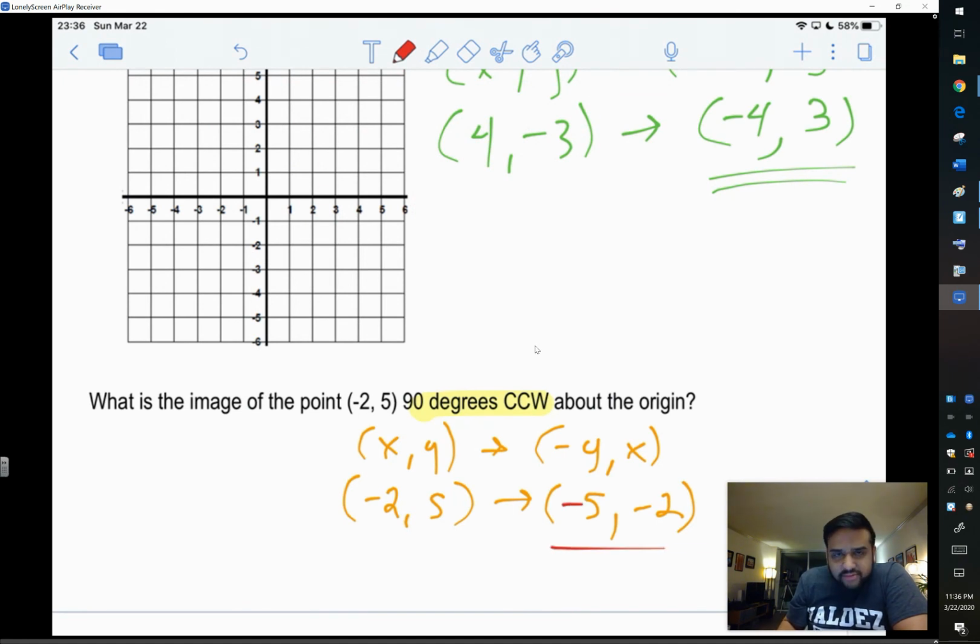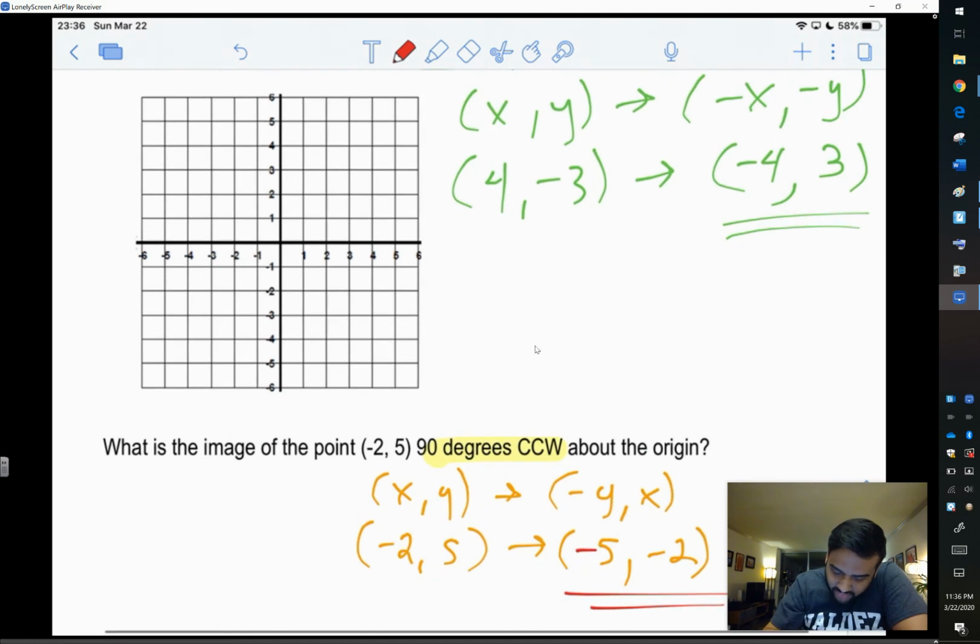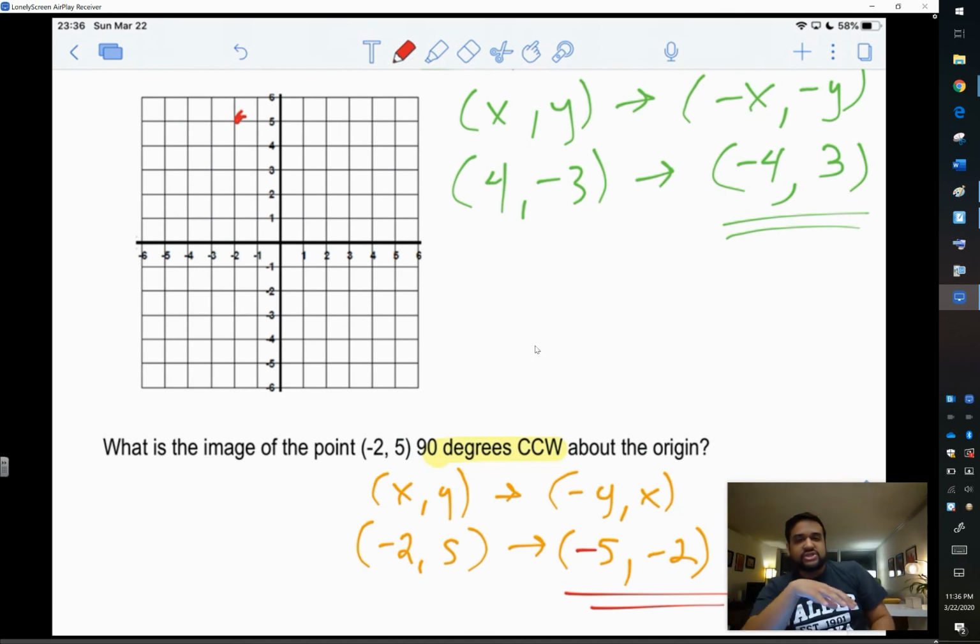I'm not too sure about this because this is a bit harder, so let me graph it and see. My original point was (-2, 5), so (-2, 5) would be right here. If I turn that 90 degrees counterclockwise, it should end up in the third quadrant. It's going from here to there. So (-5, -2), the answer that I think is correct, would end up here. The way to check to see if these match is connect both of them to the origin and see if you get a 90-degree turn. Looks like we do, and I'm going from here to here, so it checks out.